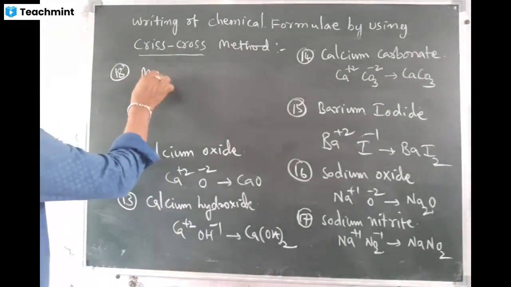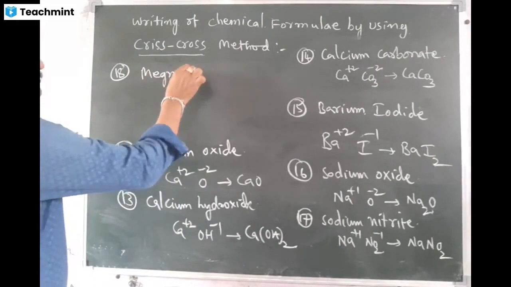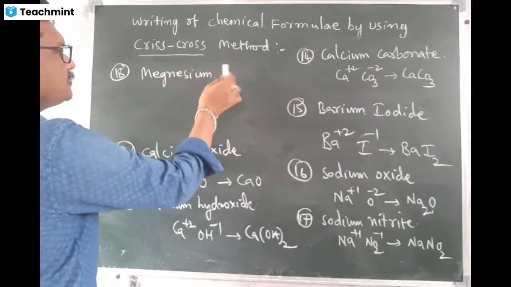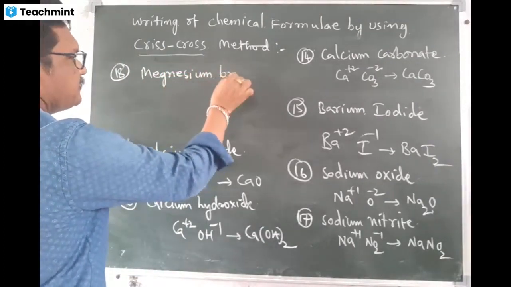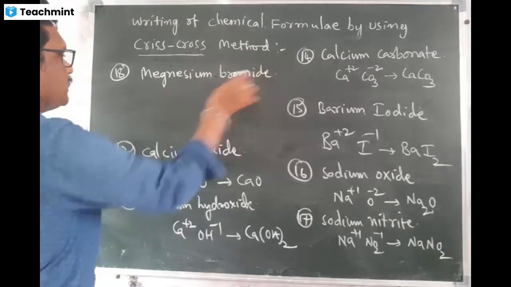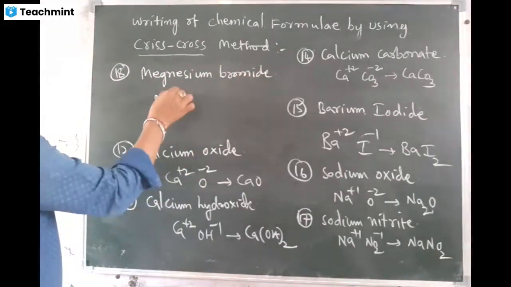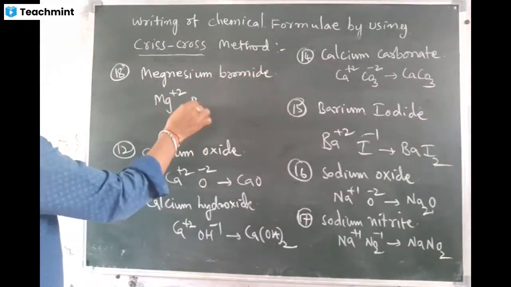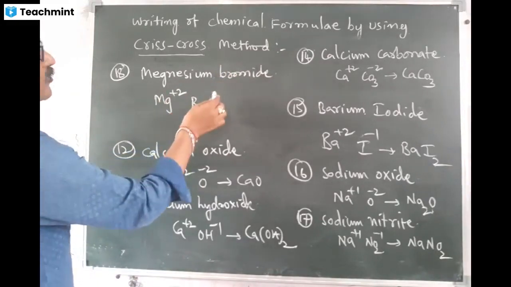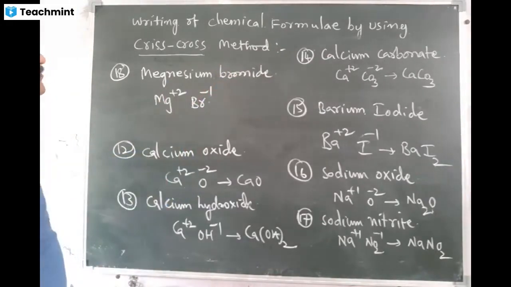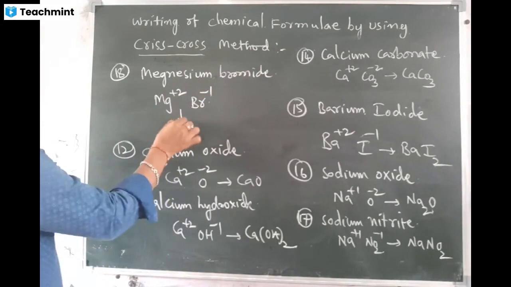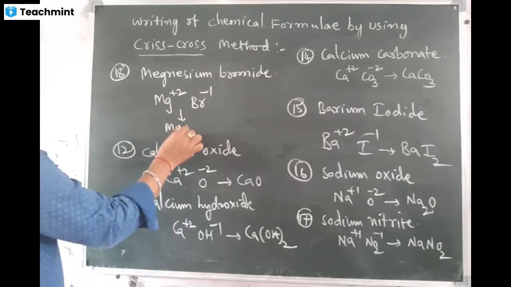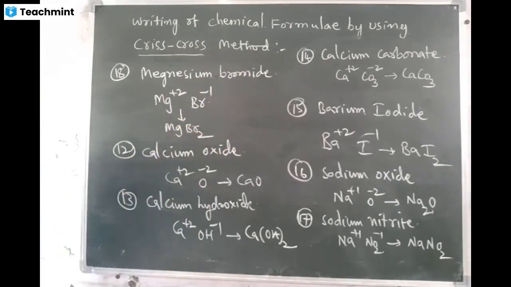Okay. Magnesium bromide. So, what is the formula of magnesium bromide? Magnesium means Mg plus 2, bromide means minus 1. Then the formula becomes MgBr. This is magnesium bromide.